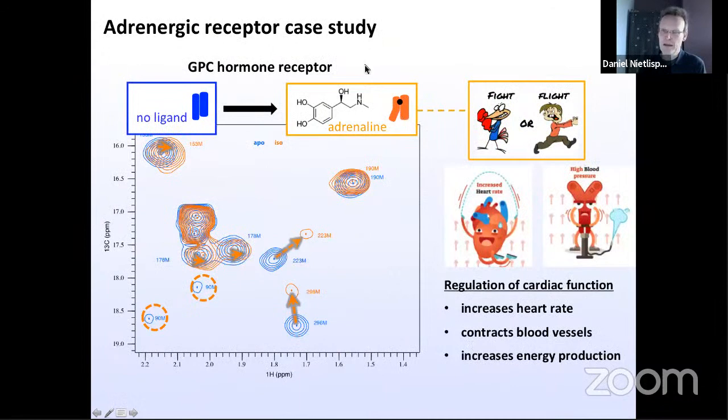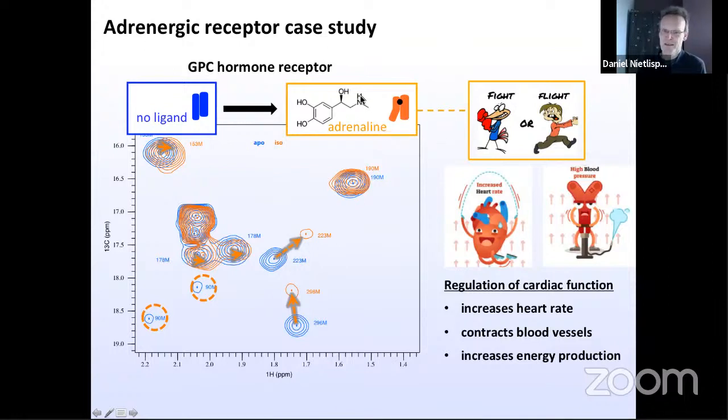So I'm showing you here a case study of the adrenergic receptor. We are overlaying two spectra here. The first one in blue is the adrenergic receptor without a ligand, so you can see many of these well-resolved signals. Then we add a ligand called adrenaline, and the receptor binds this adrenaline.